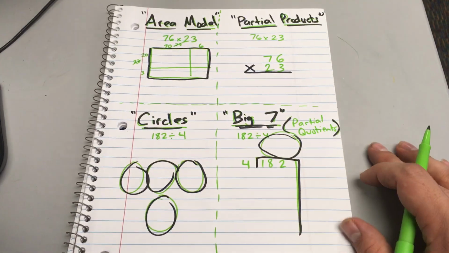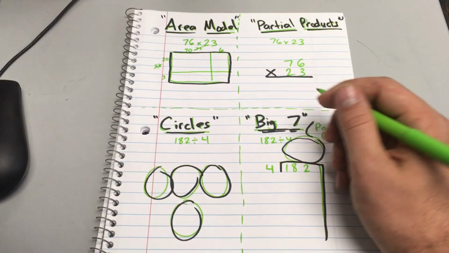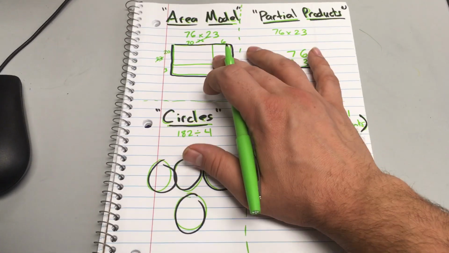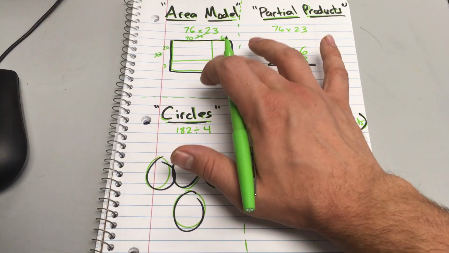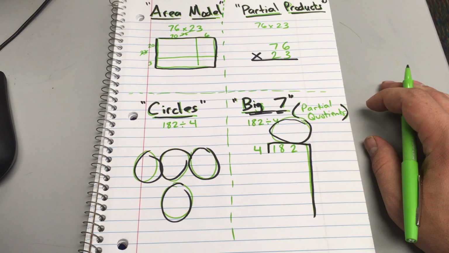First is the area model. It's a way of representing a multiplication problem as a length and a width. And we decompose that length and width into smaller numbers so that we can find partial products, add the partial products together, and then find our total product.